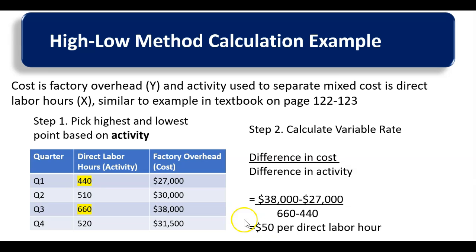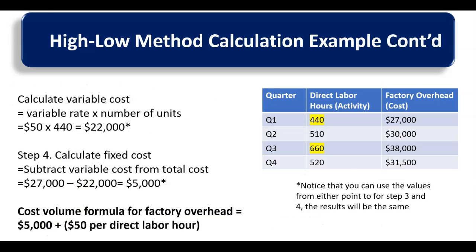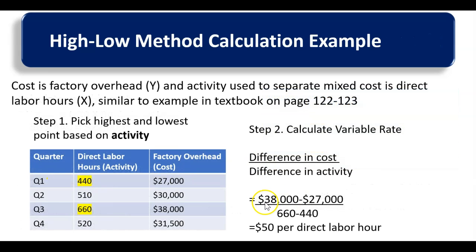And just to touch on that again, we took our highest point in cost, subtracted our lowest cost. We took our highest point in activity level, subtracted the lowest activity level. Divided, and our resulting rate is $50 per direct labor hour. So as we use 1 direct labor hour, our factory overhead cost is going to increase by $50 per hour. So we're going to continue on the next slide.